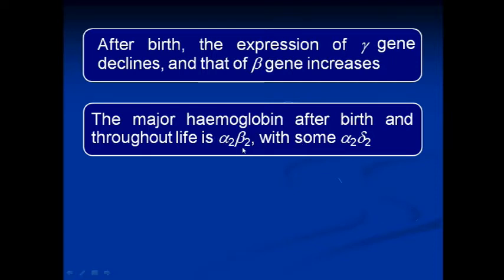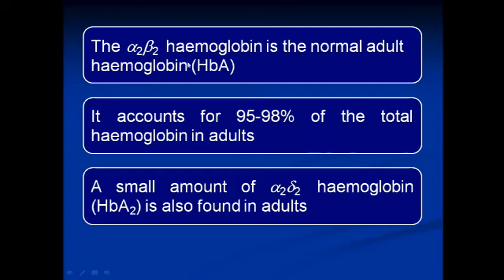So in adults, HbA is the major constituent of hemoglobin and HbA2 is a minor constituent of adult hemoglobin. Alpha 2 beta 2 hemoglobin is the normal adult hemoglobin, abbreviated as HbA. It accounts for 95 to 98% of the total hemoglobin in adults. HbA2 is also found in adults, abbreviated as HbA2. So HbA is adult hemoglobin and HbA2 is a minor part of adult hemoglobin, with the delta subunits.